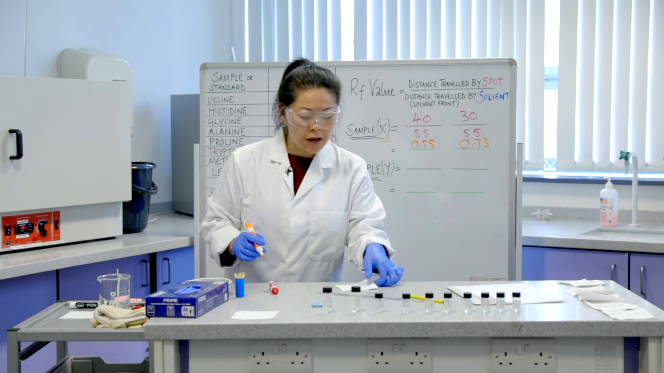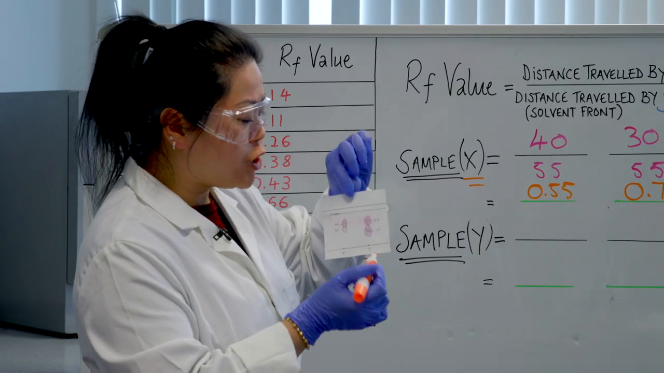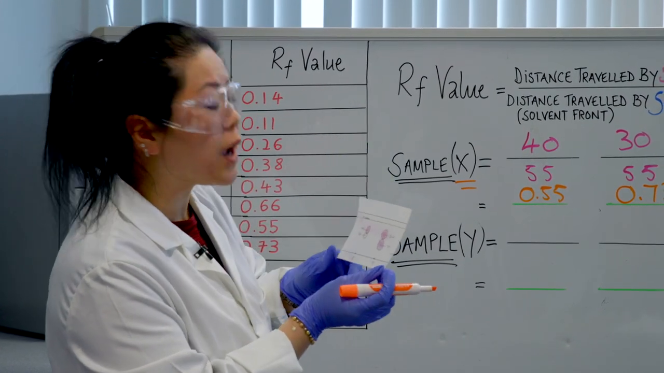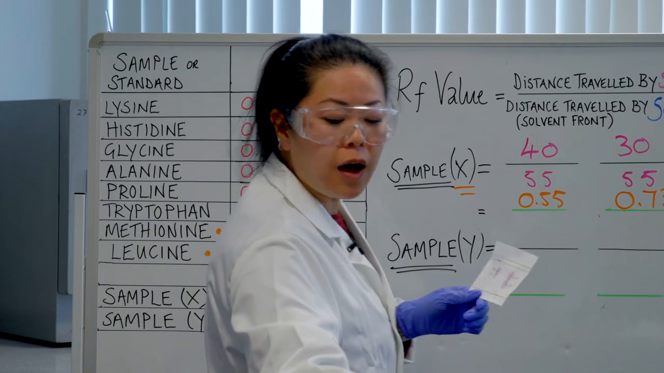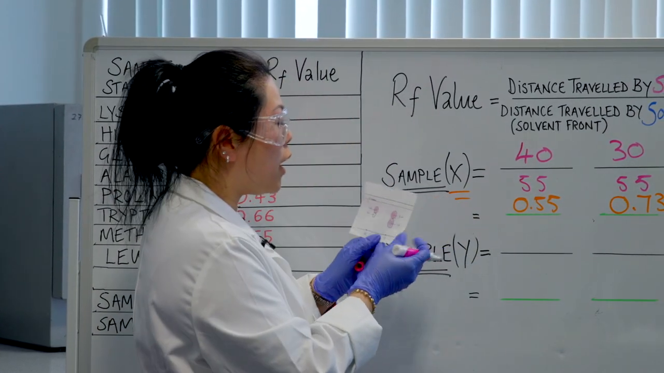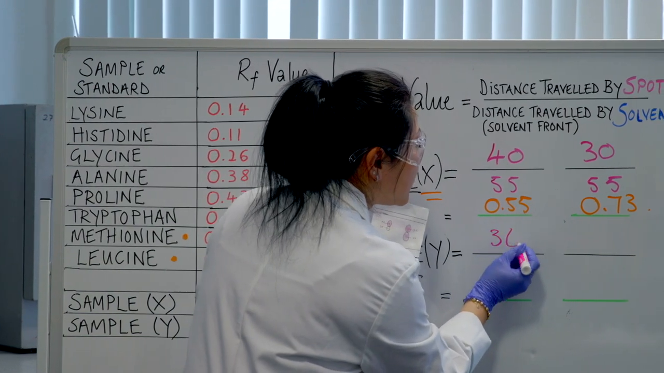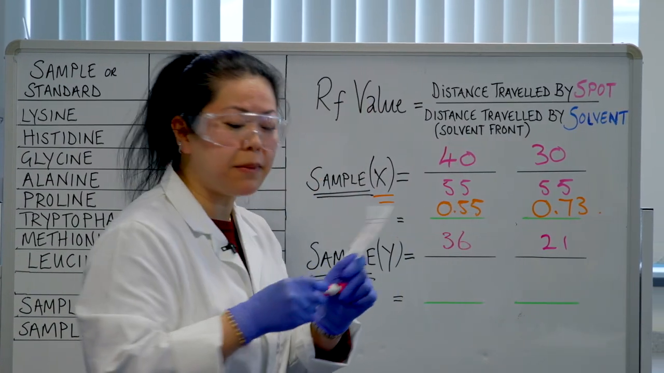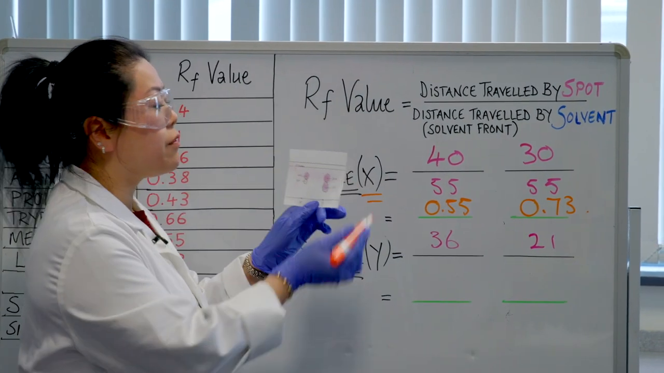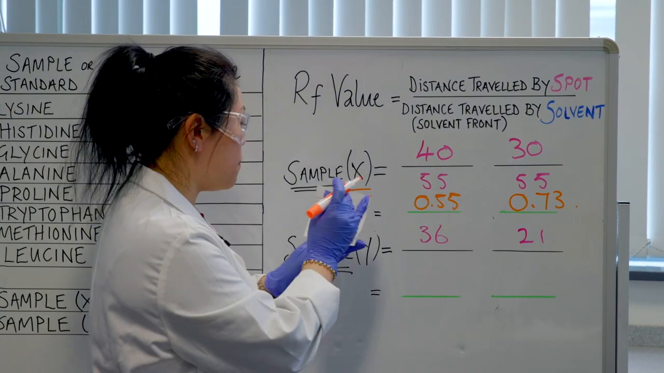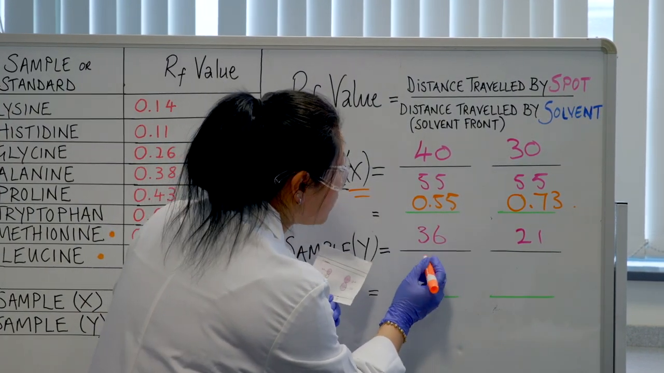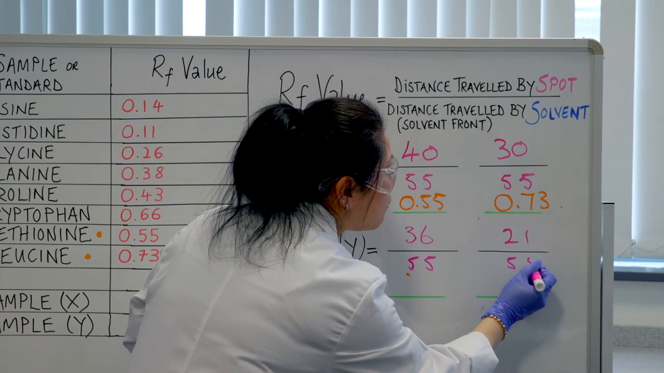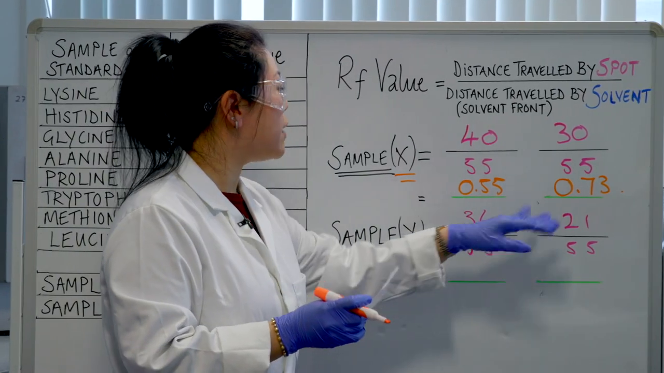So let's have a look at sample Y. Even just looking at it, you can see it's not quite as far as it's gone. So again, doing the same calculation, measuring it out, I've got Y, the highest spot, at 36 millimetres, and the lower spot was at 21 millimetres in distance. And again, the RF value doesn't change because I was using the same chromatography paper. So that was 55 and 55. So, like I said, that doesn't change.